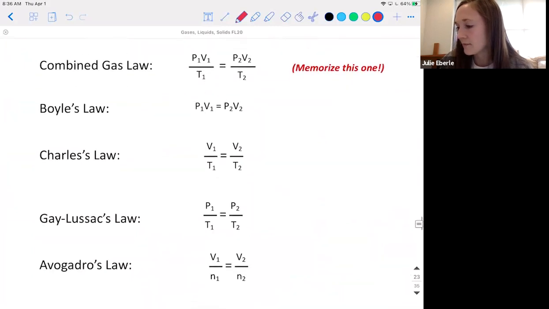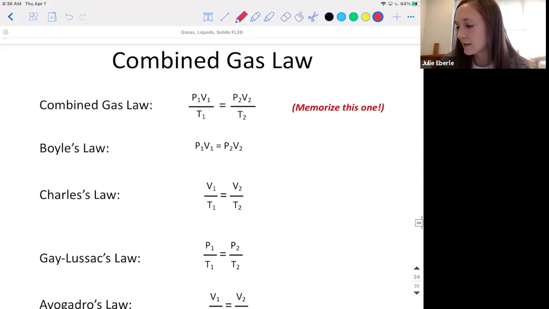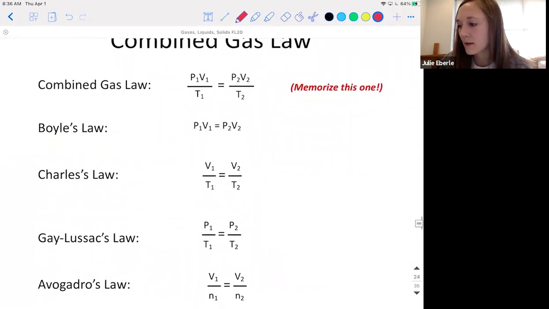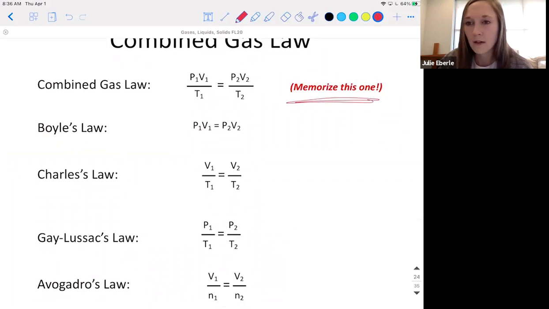So here's a review slide. This slide is nice because it has all the different laws that we've covered the past several slides on just one slide. And again, the one I want you to focus on is the combined gas law. If we were in person and you didn't have all your notes for exams, the one I would tell you to memorize is the combined gas law. Don't worry about memorizing all the other ones.